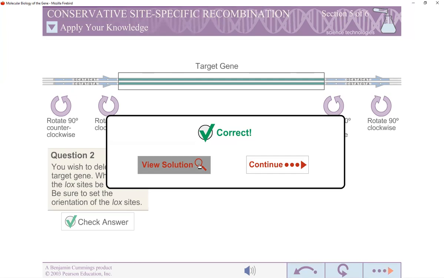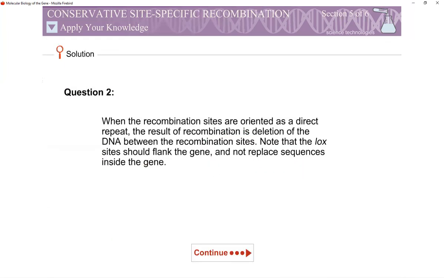Okay. See this solution. When the recombination sites are oriented in a short direct repeat, the result of recombination will cause the deletion of DNA between the recombination sites. Note that lox sites should flank the gene and not replace sequence inside the gene. That is why we were flanking the gene on both sides. Now moving to the next question. Anyone has any doubt about this question? You just provide me a message that this is my doubt and I will make it clear.